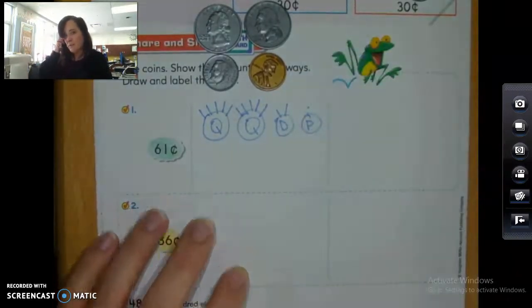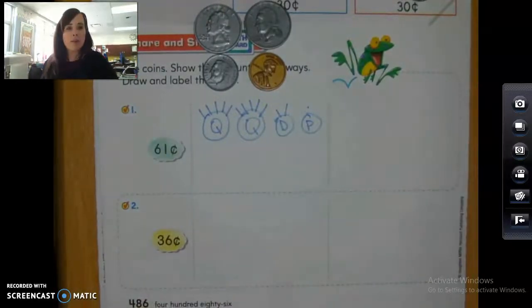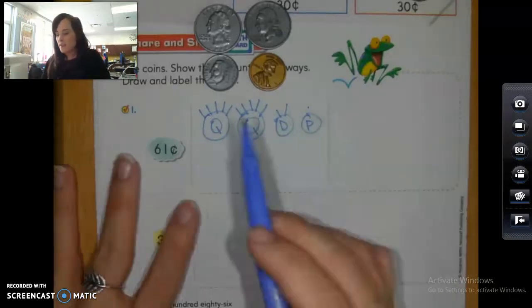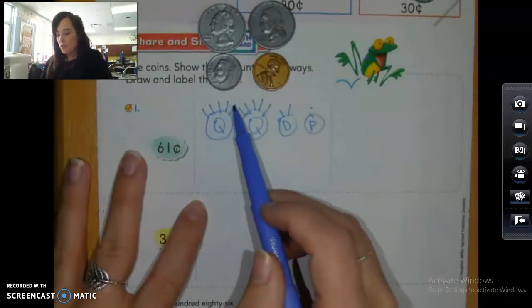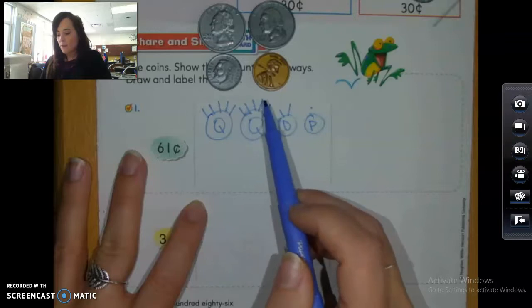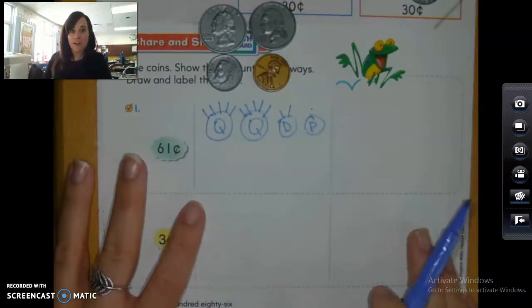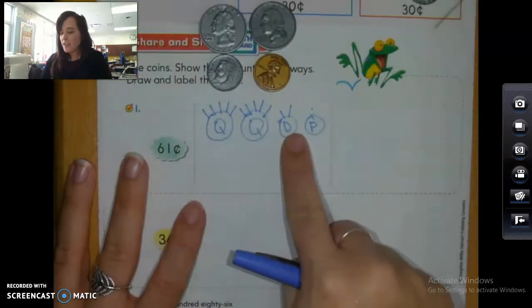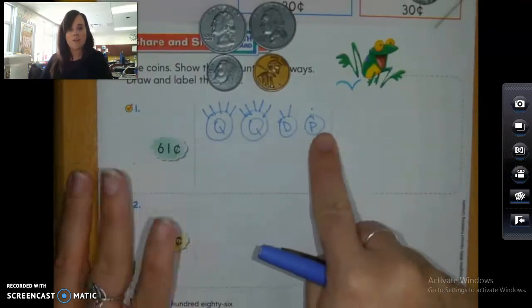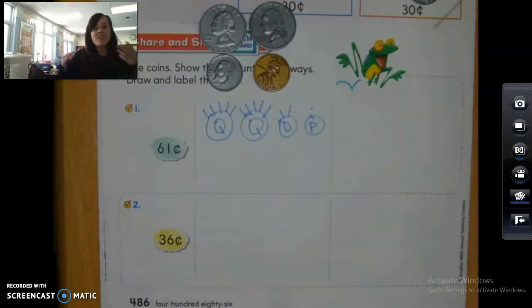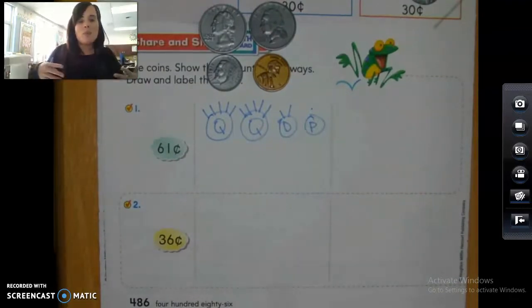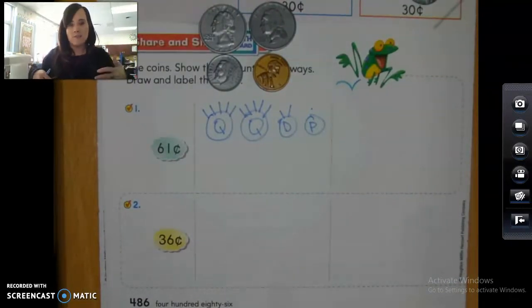A dot. Okay, so I'm going to double check my work, make sure that I have the right amount of money. I need 61 cents. 5, 10, 15, 20, 25, 30, 35, 40, 45, 50, 55, 60, 61. Or if I'm really good at counting money, I could go 25, 50, 60, 61. Okay, so we've done the hardest part. We've found the easiest way to make 61 cents.